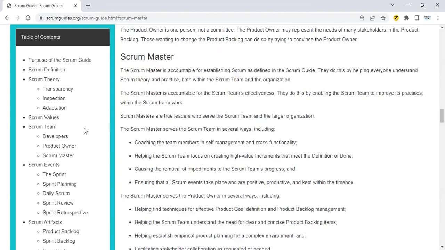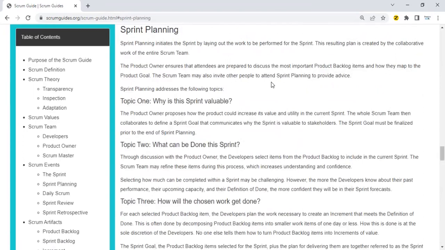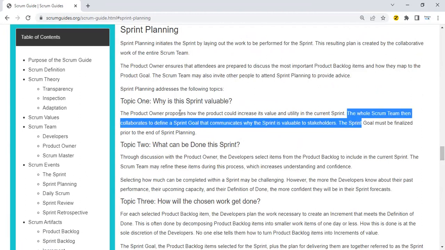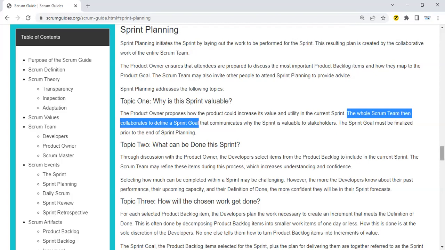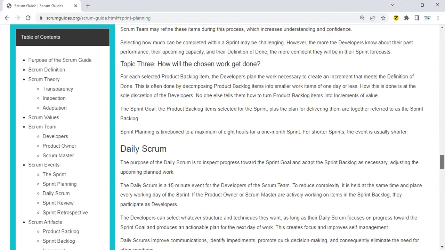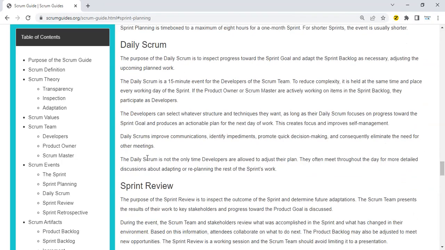Now, if you go on down to the actual ceremonies, so the sprint, what you realize is that a lot of the work that happens here, what ensues in sprint planning, it says the whole Scrum team then collaborates to define a sprint goal. So the Scrum Master is expected to be in these meetings, not to skip these. But when it comes to the daily Scrum, it clearly said the daily Scrum is not the only time developers are allowed to adjust their plan. See, it keeps talking about developers.